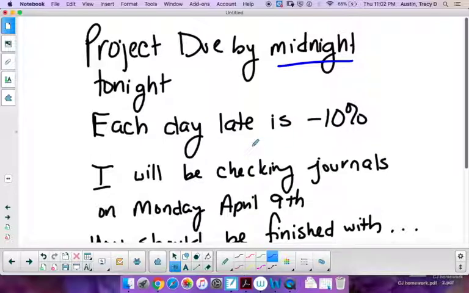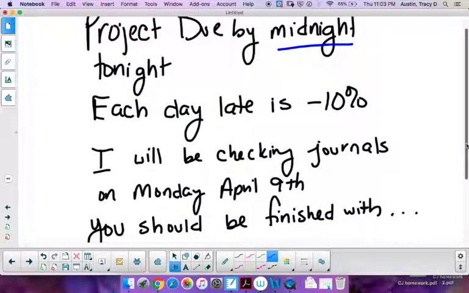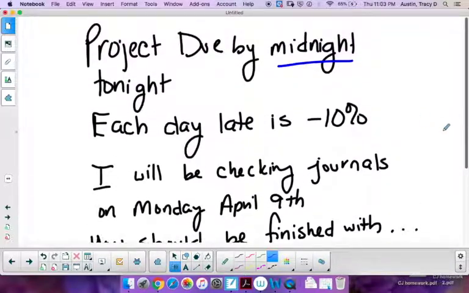And for those of you who did well on your test, I guess it wouldn't hurt you very badly to do poorly on your project, but it will pull your test grade down because this is the other half of it. Okay, so April 9th, that's what you should be finished with as far as those 41 questions.